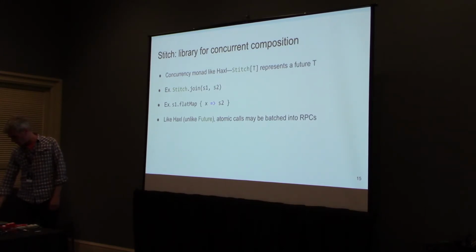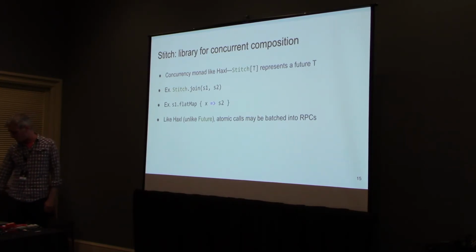Okay, I see that I have a little more time. Let me briefly breeze through how we compile this thing. So we have a library at Twitter called Stitch, which is a lot like the Axel library. It's sort of a monad for doing concurrency. Its interface looks a lot like Future, but we have this ability to batch atomic calls into RPCs that I was mentioning before.